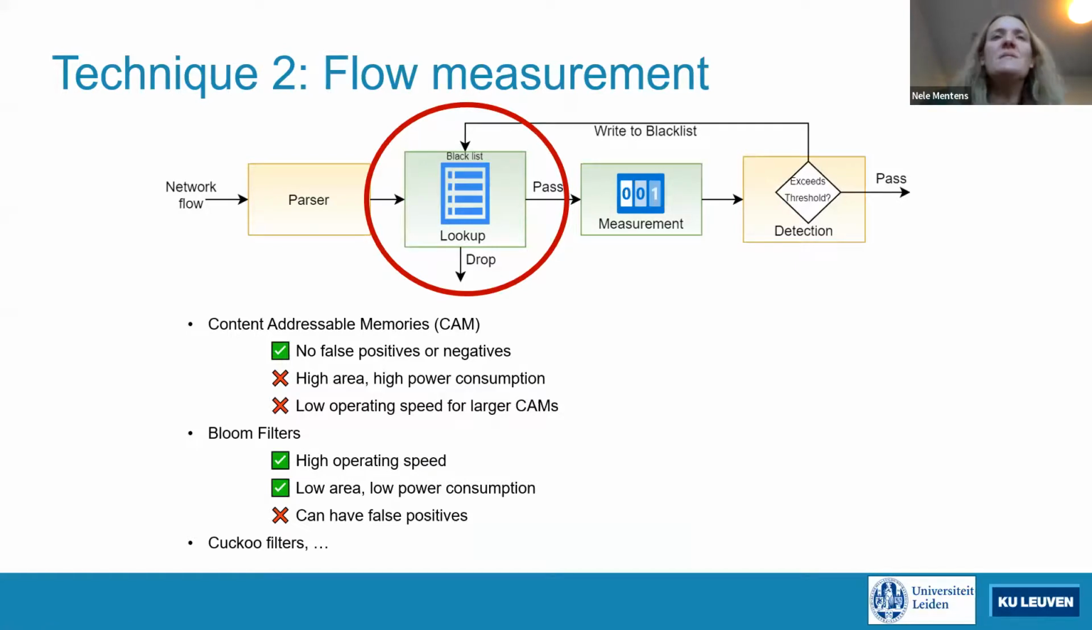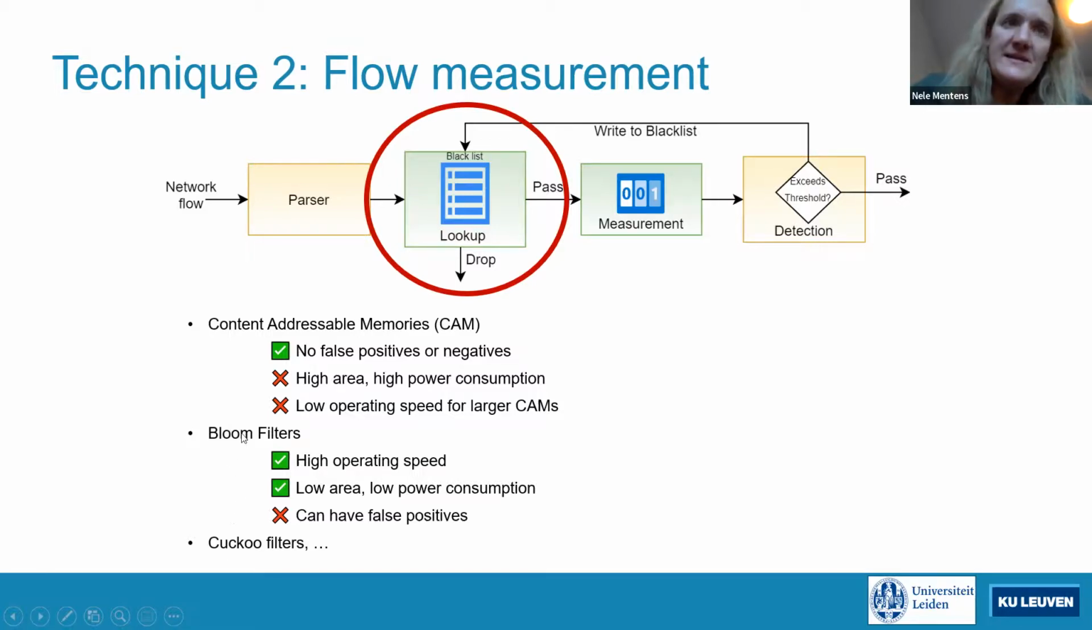So what are these probabilistic data structures then? When we first look at the blacklist, an exact data structure would be a content addressable memory. It has no false positives, no false negatives. When you ask, is this flow ID in the list? It will, with 100% accuracy, tell you if it's in the list or not. But it has a relatively high area and high power consumption, and when the content addressable memory becomes very large, the operating speed becomes too slow.